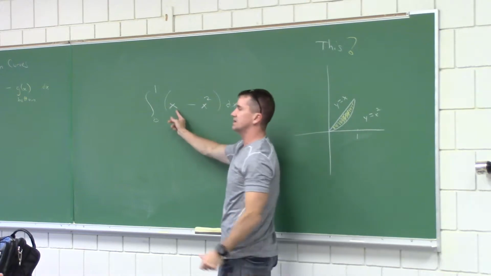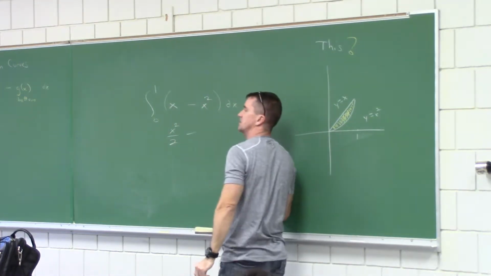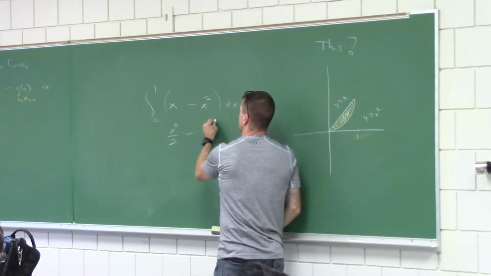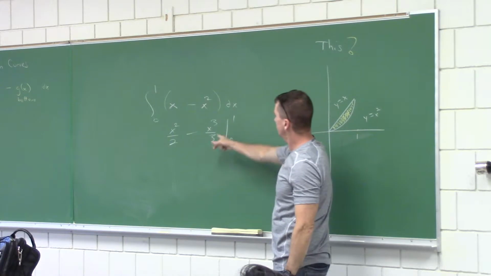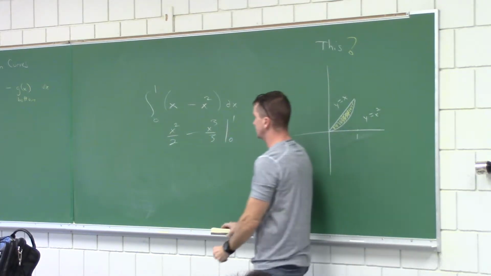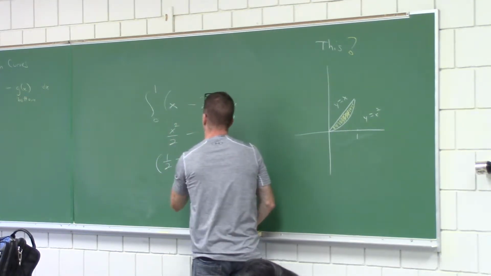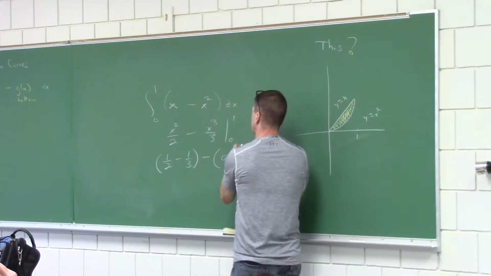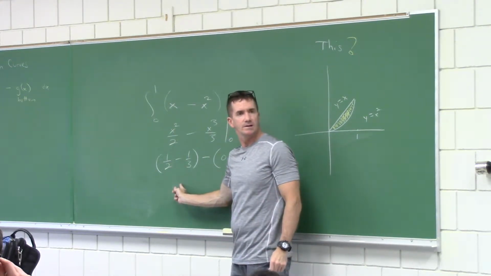What's the antiderivative of x? X squared over 2. What's the antiderivative of x squared? X cubed over 3. We'll go from 0 to 1, plug 1 in these two values. Then we'll plug 0 in the two values, we'll subtract them. Now let's see what we get. Okay, I get a half minus a third. 0 minus 0, I like zeros. The only thing is I need a common denominator, huh?